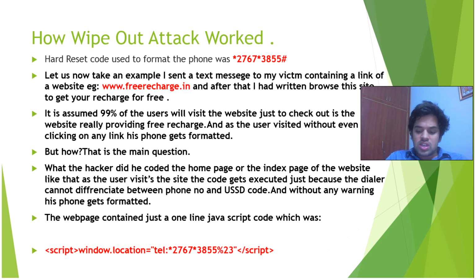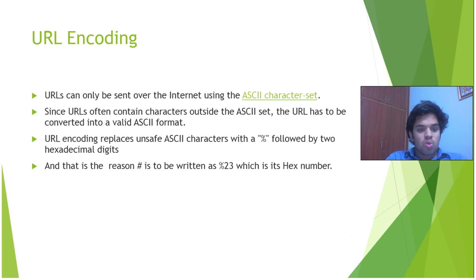What is URL encoding? URLs can only be sent over the internet using the ASCII character set. Since URLs often contain characters outside the ASCII character set, the URL has to be converted into a valid ASCII format. URL encoding replaces unsafe ASCII characters with a percent sign followed by two hexadecimal digits, and that is the reason hash has to be written as %23, where percent is the sign and 23 is the hex code for hash.